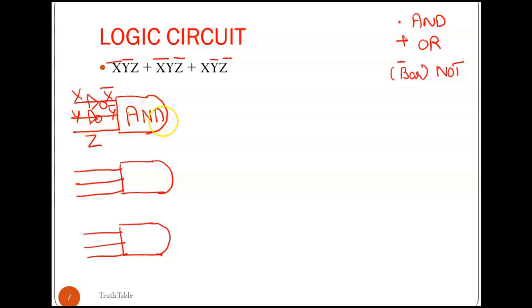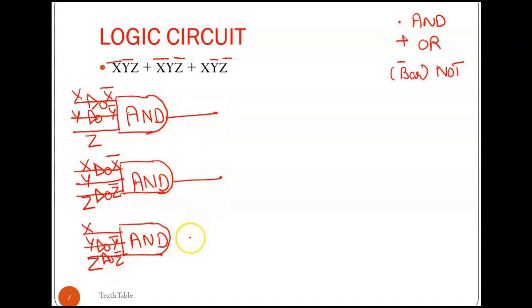This is AND, and you have AND, right? Then again X, Y, Z. Give one NOT: X bar, Y, Z bar, okay? Then X, Y bar, and then Z bar. So now take out the inputs for all of these. So this will be X bar, Y bar, Z; X bar, Y, Z bar; X, Y bar, Z bar.